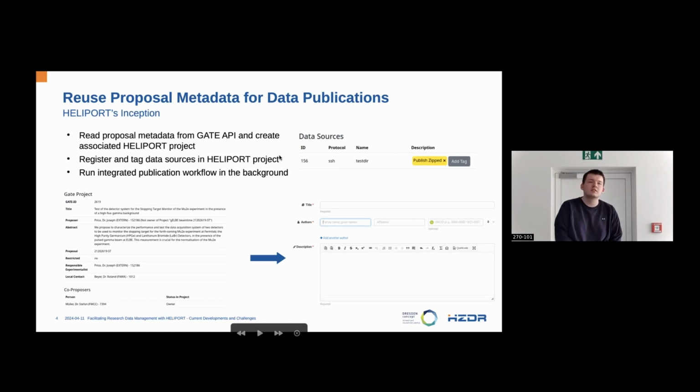So one of the first workflows that we implemented in HELIPORT is the possibility to read proposal metadata from the Gate API that was especially created on our request because it didn't exist before. Then you can register your data sources and tag them with a publish tag, and then run an integrated publication workflow in the background to automatically generate a data publication on our local publication system, Rodare.